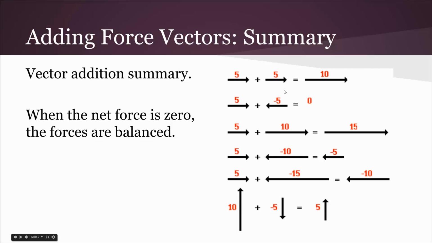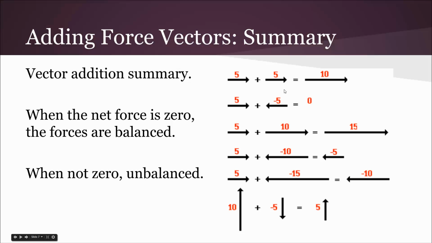When the net force is 0, so when the two vectors add together and they cancel each other out, we call the forces balanced. Nothing's really happening. This is the case for an object acting under gravity sitting on a table, for instance. The table's pushing up, making sure it doesn't fall through. Gravity's pushing down, making sure it doesn't fly up. And the two forces basically cancel. The object just sits there.